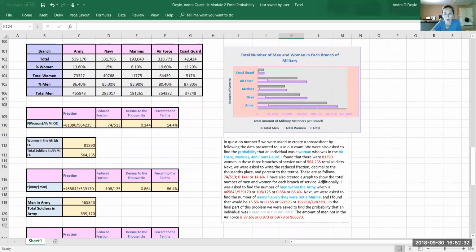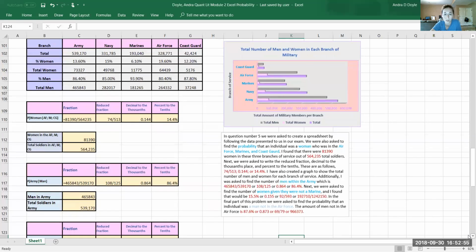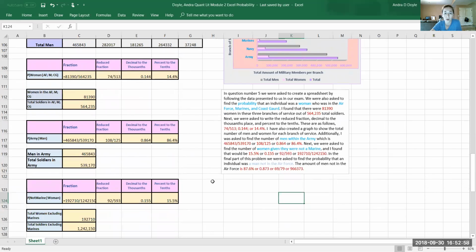I've also created a graph to show the total number of men and women for each branch of service. Additionally, I was asked to find the number of men within the Army, which I already said was 86.4%, and then the women, given they were not a Marine, which would be 15.5%. And the final part of this problem, we were asked to find the probability that an individual was a man not in the Air Force, and that would be 87.6%. And all of my results are listed here on the side.